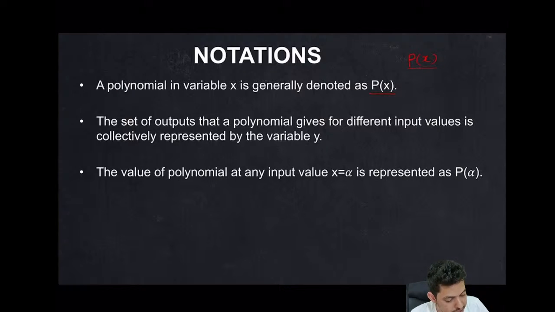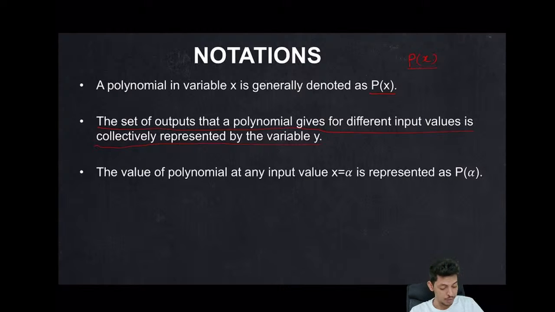So p of x means a polynomial in variable x. Next, the set of outputs that a polynomial gives for different input values is collectively represented by the variable y. Now it should be clear. So when I took that example of velocity time and distance time, I told you that a polynomial takes input and provides you output, as simple as that.